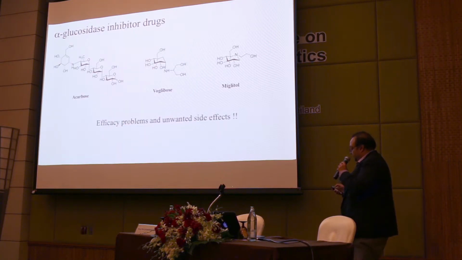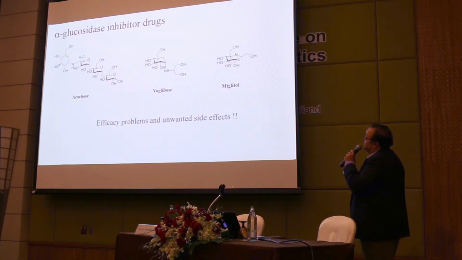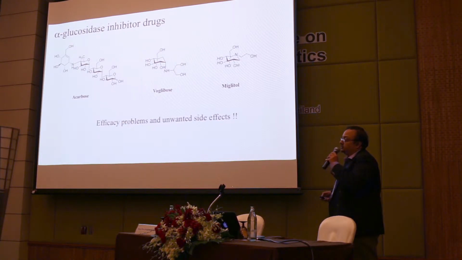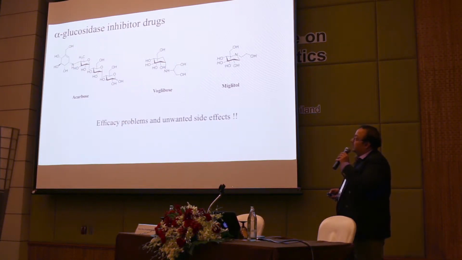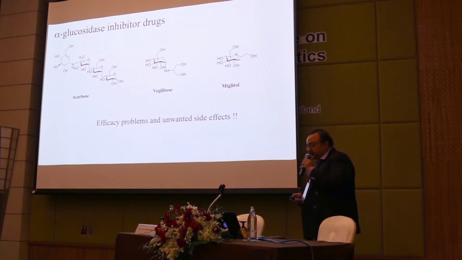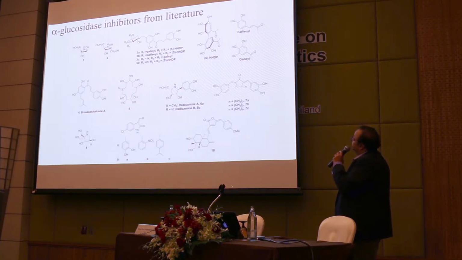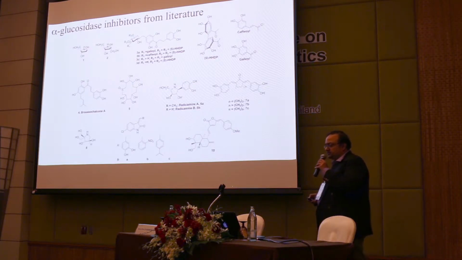Now there are quite a few alpha glucosidase inhibitors in the market, as you can see over here: acarbose, voglibose and miglitol. However, these inhibitors were discovered about 25 to 30 years back, and until now no other drugs have come out into the market. As usual, these compounds are marked with efficacy problems and unwanted side effects. But during this time, there has been a whole lot of research going on in the academic field to come up with novel alpha glucosidase inhibitors.